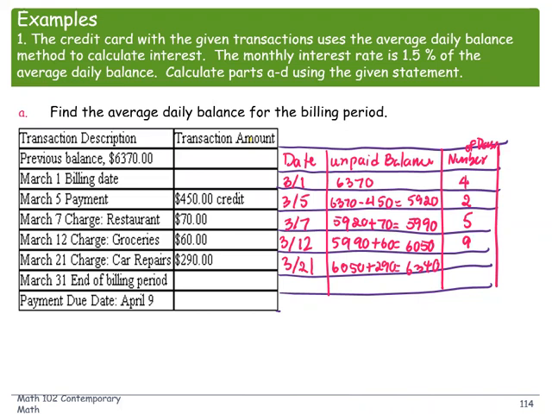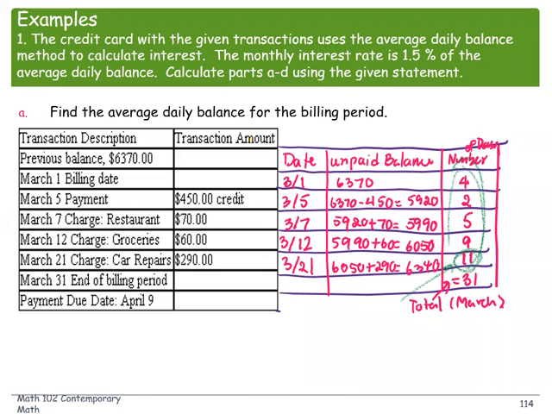And then from the 21st to the end of the cycle is going to be 11, because there are 31 days. The total days of this month is 31, because this is the month of March. So 4 days, the unpaid balance $6,370. 2 days, the balance 5920. Another 5 days, that's balance 5990, and so forth. When you add these numbers up, the total must be 31, the number of days for that month. For the last number, make sure you add the previous numbers and take it out from the total number of days in a month to get that number 11.